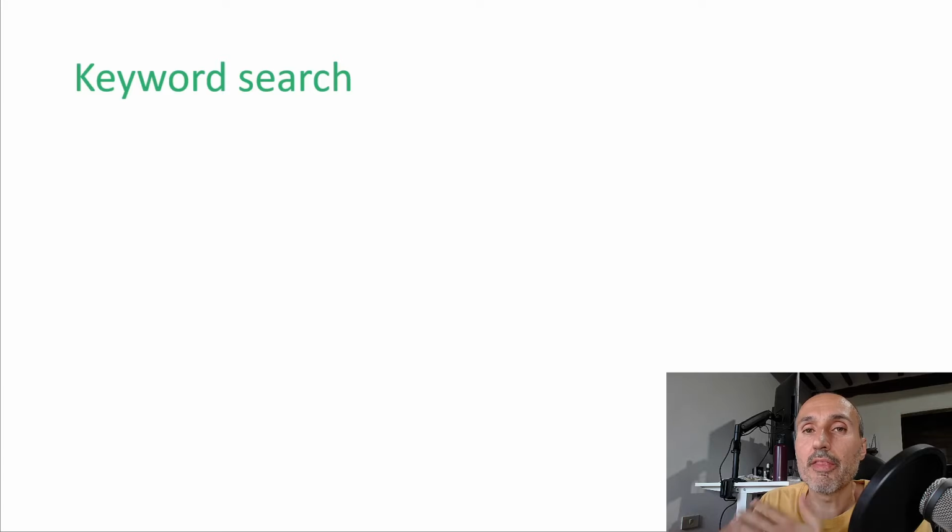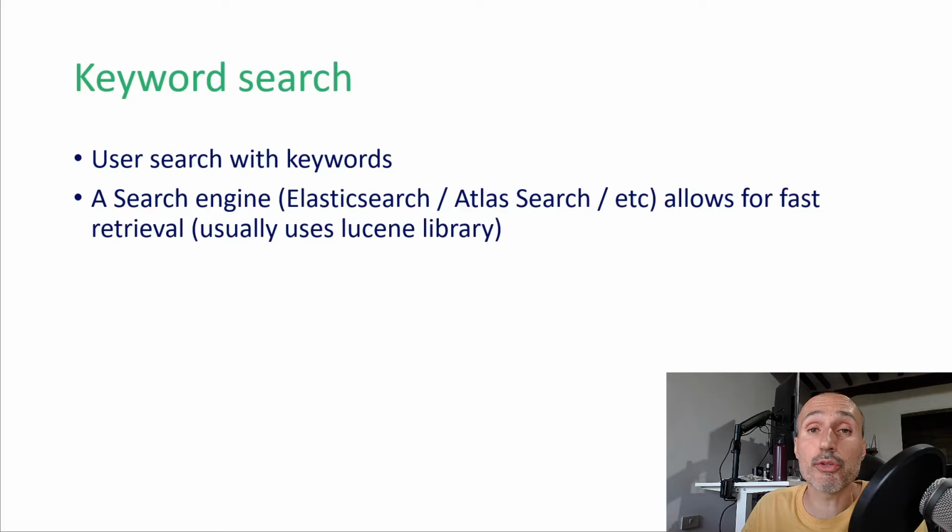Basically, everything in this example starts with a keyword search. The user gives you some keywords that are used to find the segments that contain them, and you use some sort of search database to accomplish this. Elasticsearch is probably the best known tool for searching, or you can use Solr, or you can even use MongoDB Atlas Search, because all of these products are based on the Lucene library.